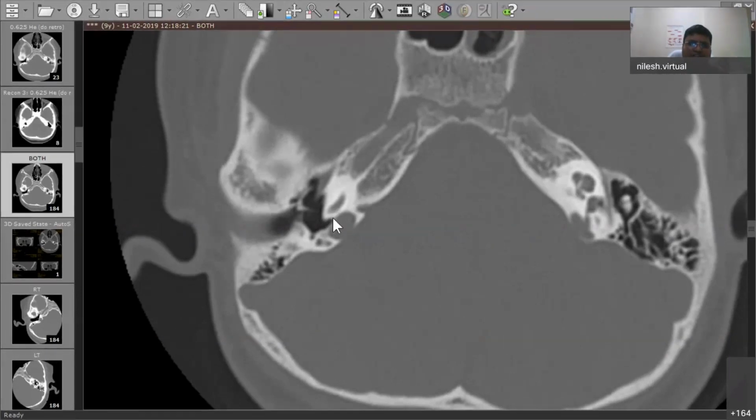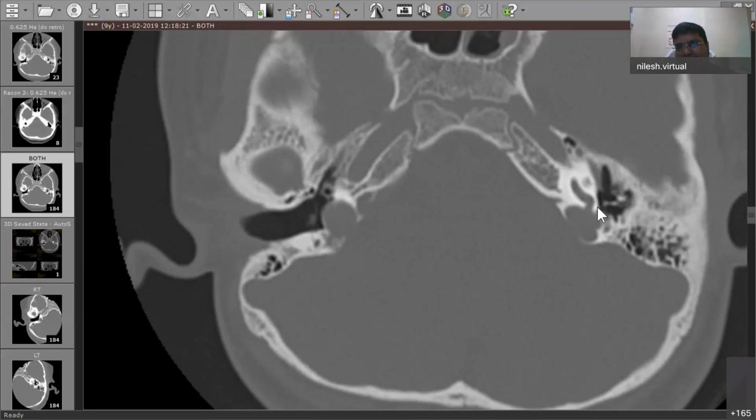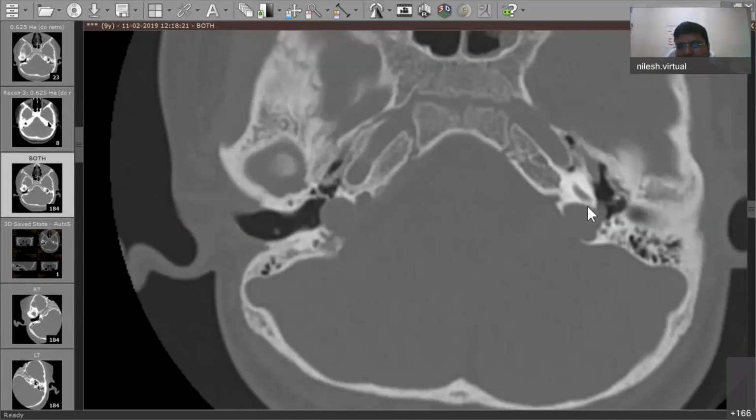And when you come up, you can see it is almost reaching up to the round window. Yesterday we saw this is the round window. So it is almost reaching to the round window. So this is high jugular bulb. If you get high jugular bulb one side, immediately we should go and see the opposite side also. Here also same thing is happening.